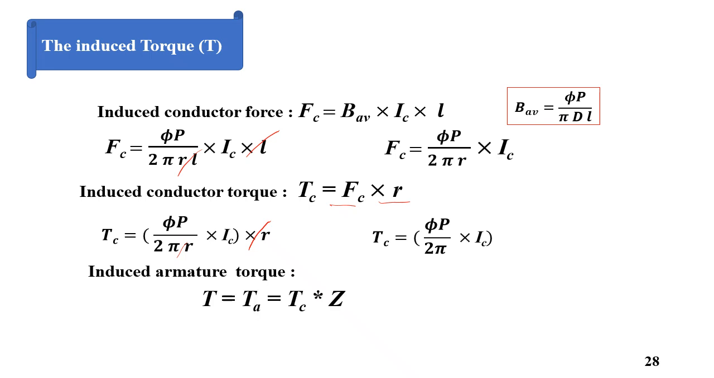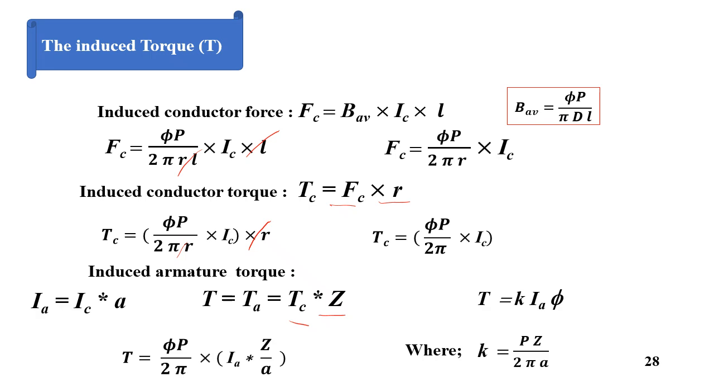To get the total electromagnetic torque, it equals torque per conductor times the number of conductors. And IA equals I conductor times the number of parallel passes. We substitute these into the equations. We substitute I conductor with IA divided by A, as we see here, and multiply by Z, and multiply by phi P divided by 2 pi. Then we have torque equals K, which is PZ divided by 2 pi A, the same constant as for the back induced EMF, times IA times phi.